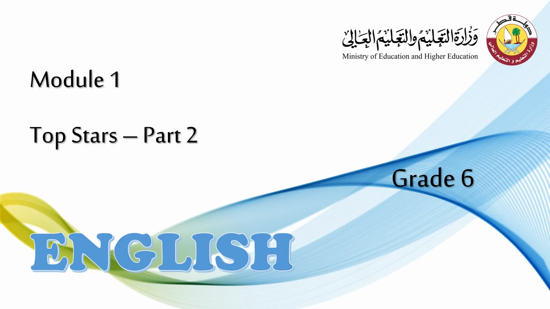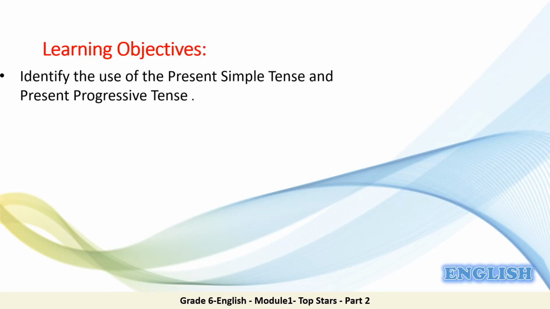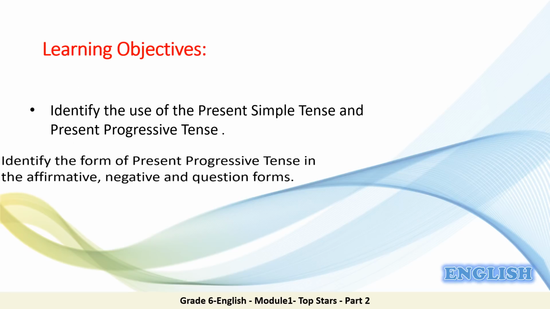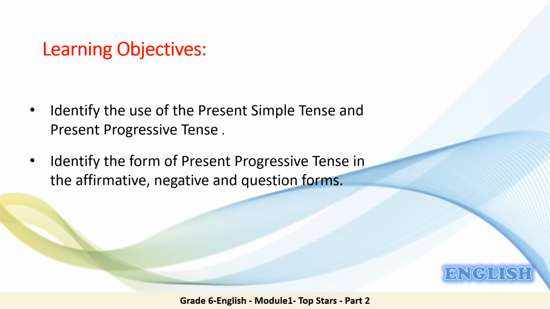As you can see from the title, today's lesson is Module 1, Top Stars, Part 2. Today's objectives are: identify the use of the present simple tense and the present progressive tense. Identify the form of the present progressive tense in the affirmative, negative, and question forms.